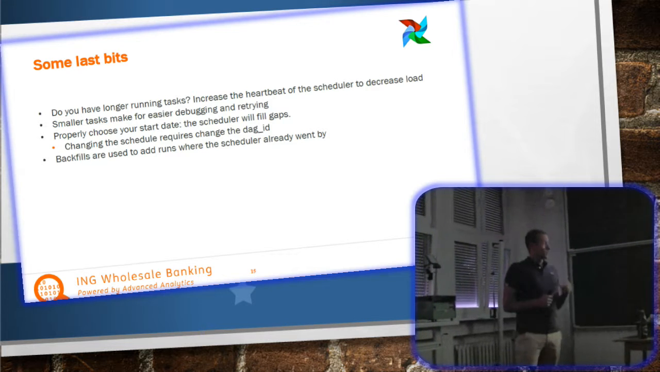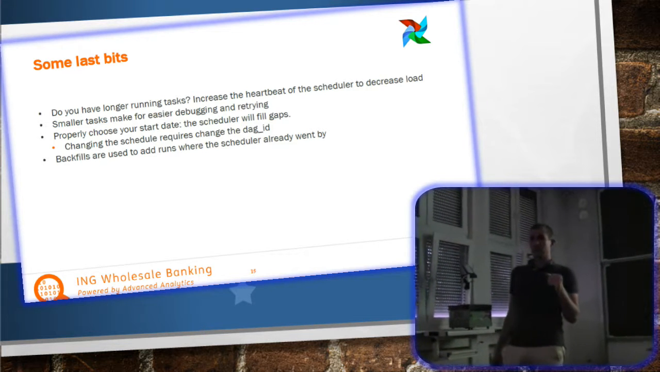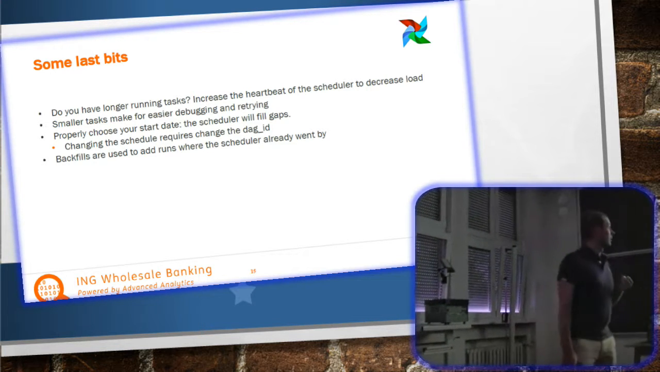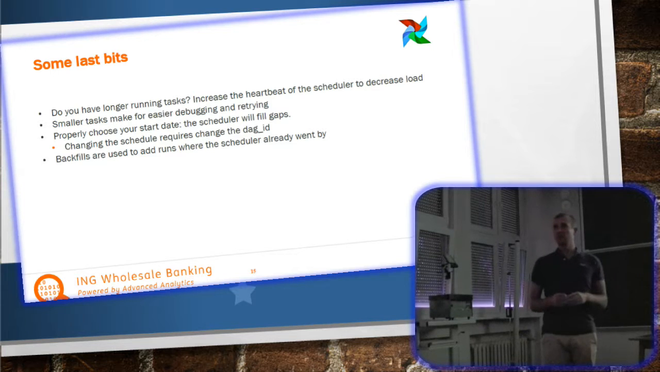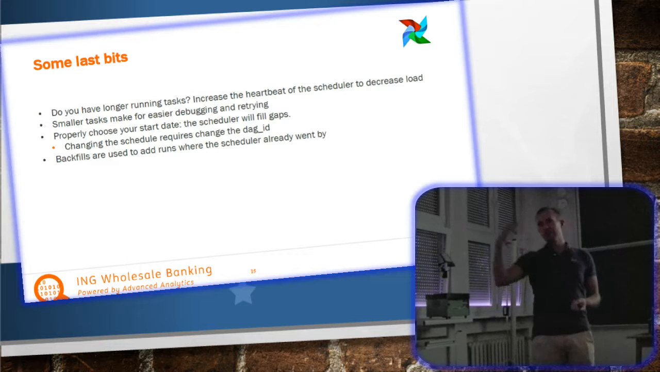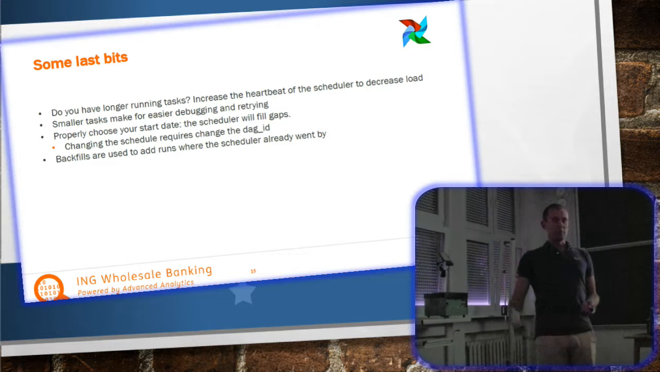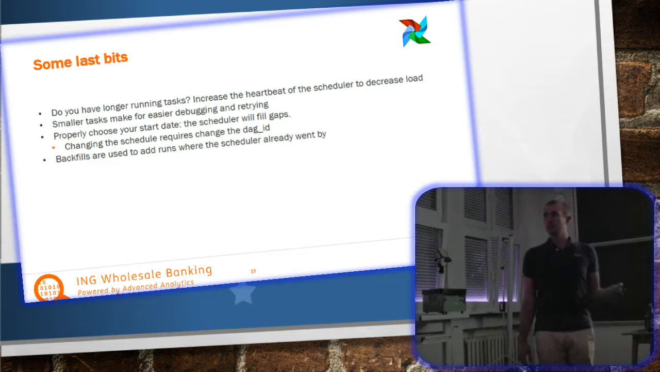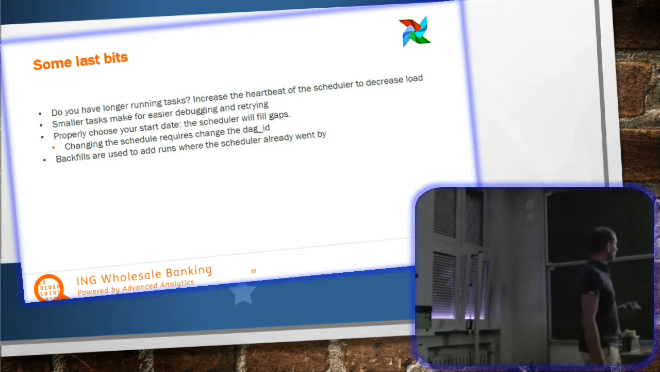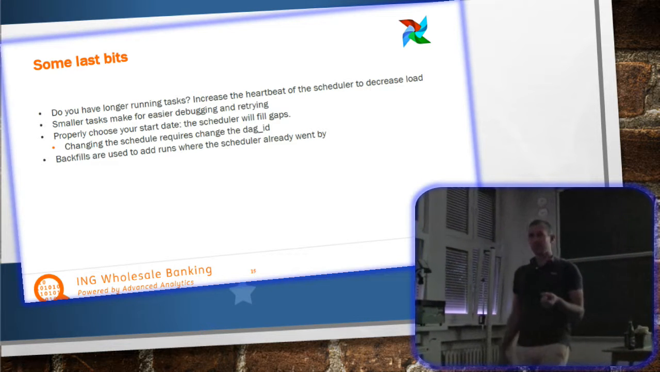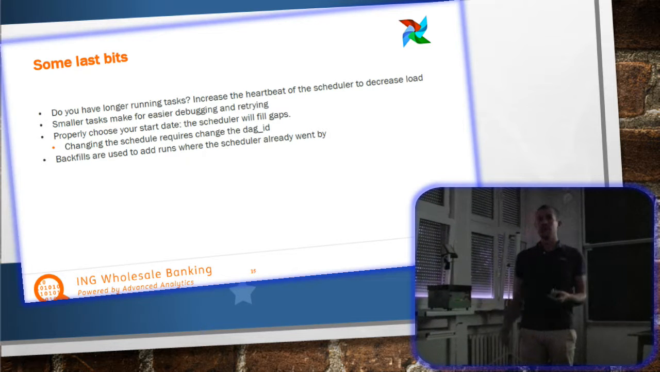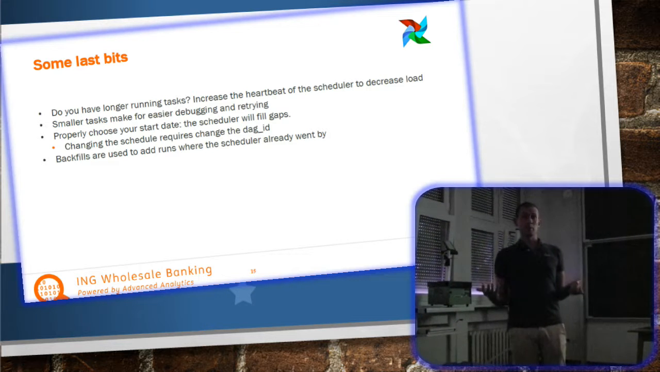Here you go. We have longer running tasks. If you want to limit the load on your scheduler, you want to increase the heartbeat of the scheduler, to ensure it doesn't try to schedule tasks that are just not there every time. Oh, the heartbeat of the scheduler. And obviously, smaller tasks make for easier debugging and retrying. This means splitting up your tasks, and it also makes for easier parallelization, by the way.